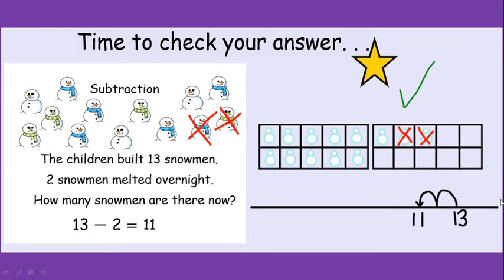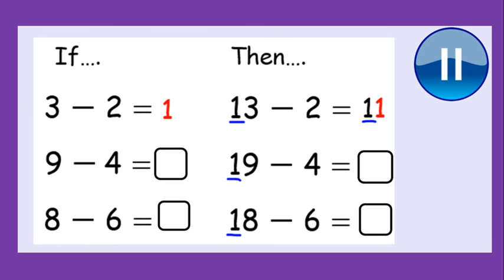And then I've also done it on the number line. I've started at 13 and I've counted backwards 1, 2, and it's taken me to number 11. So well done if you were able to demonstrate that number question or that number sentence correctly. Great job.